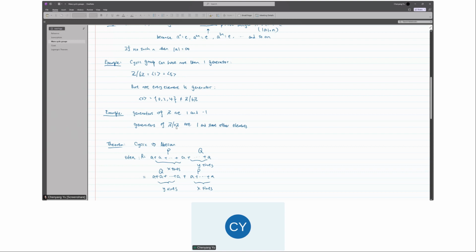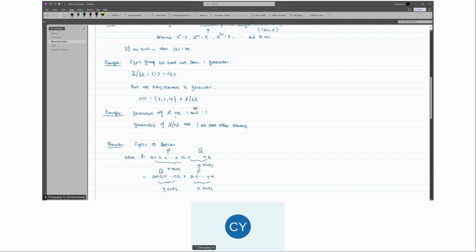For the Z and Z mod NZ case, I think I should say or here. Oh, wait. Yeah, this is or. I'll fix that later.